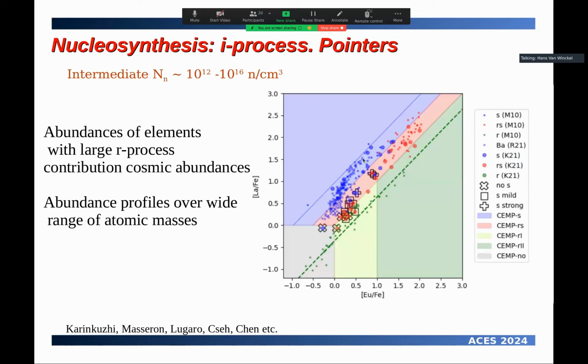And so we have the S process. This is all CEMP stars, so carbon enhanced metal poor stars. The R process is here. It is high in europium and low in lanthanum. And there is an intermediate region where the RS stars are found. So it's really depending on the distribution of heavy elements where the tracer of the I process is located.